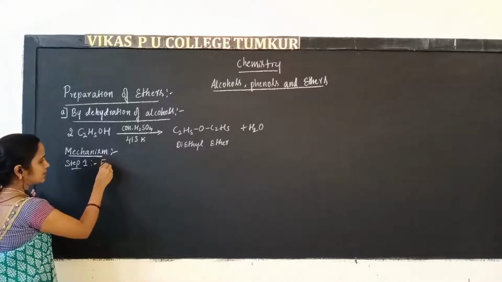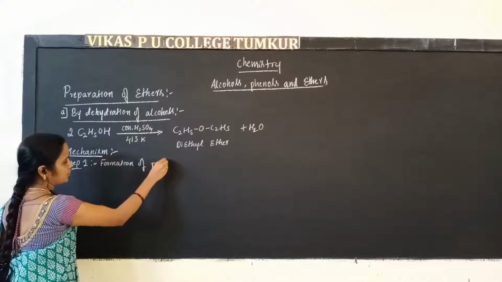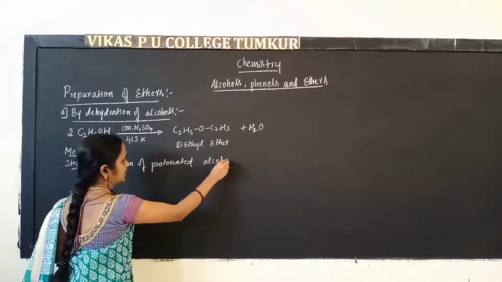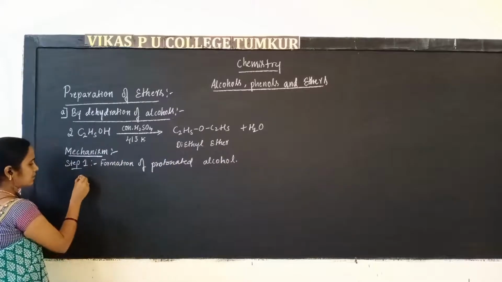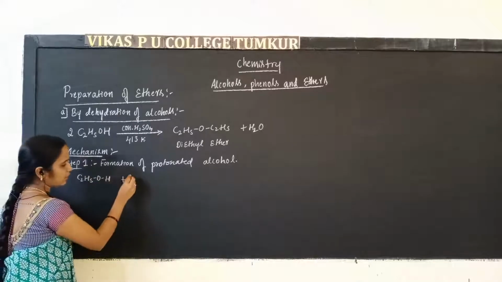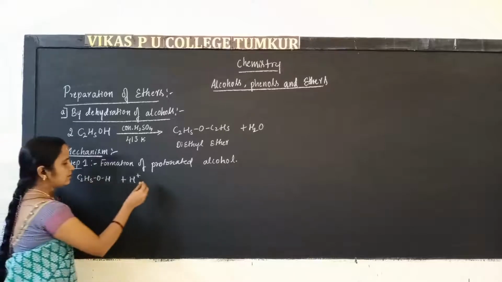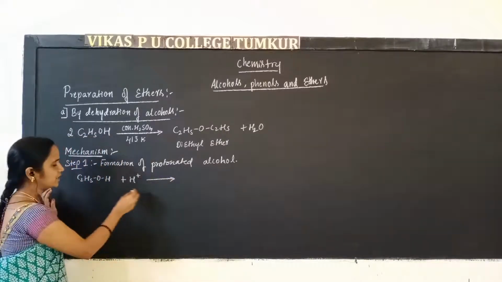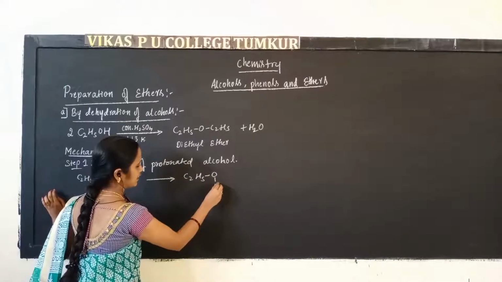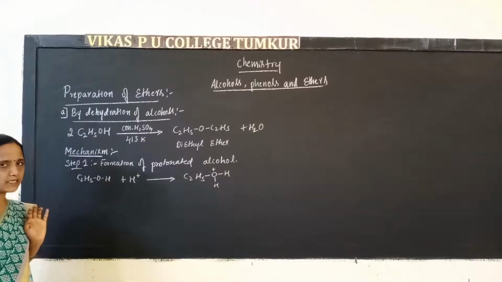The first step is the formation of protonated alcohol. Protonated alcohol means the alcohol C2H5OH, it attacks the proton. Then the protonated alcohol is formed, that is C2H5OH2 plus.